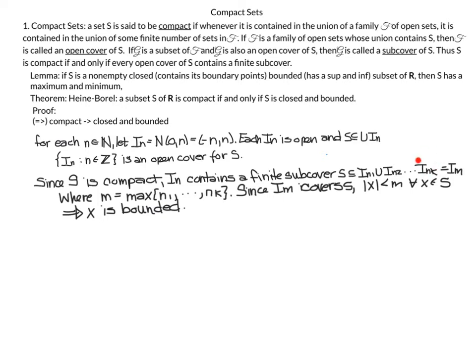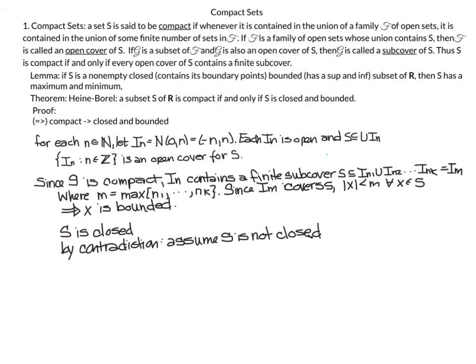We see that our INK is equal to IM, where M is the maximum of N1, N2 up to NK. So in other words, because they're nested, IM will cover the set. So because it is compact, we know that any element x, the absolute value is less than m, and for all x in S, in this subset of real numbers, x is bounded because the absolute value is less than m.